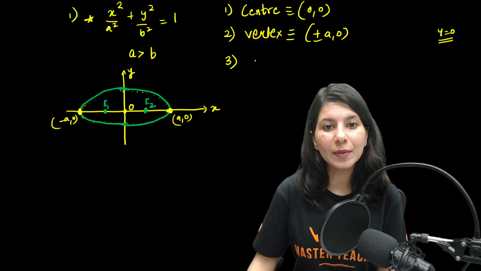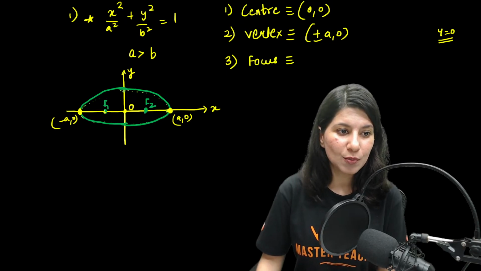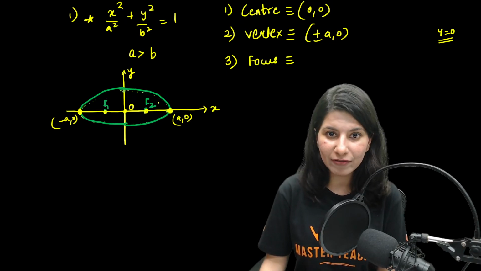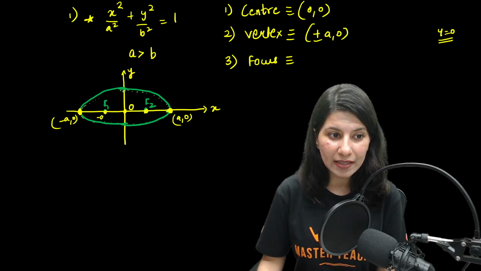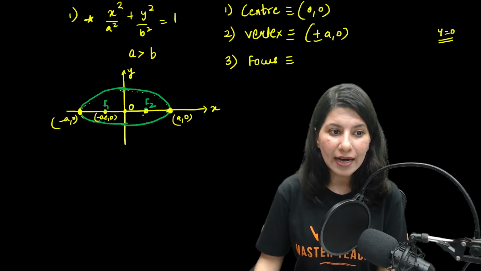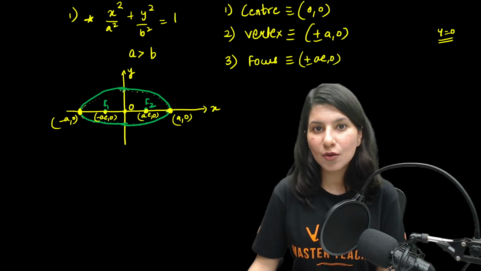The third thing will be your focus. The foci of the ellipse will be these two points. I am already telling you, F1 and F2. These are the two foci. The first focus will be minus ae comma 0 and the second focus will be ae comma 0. So both foci will be plus minus ae comma 0, my dear students.